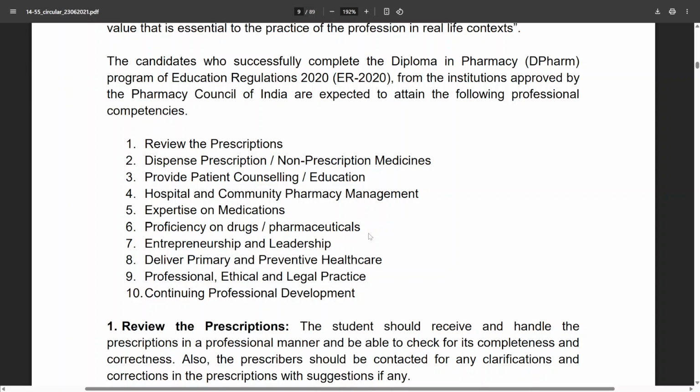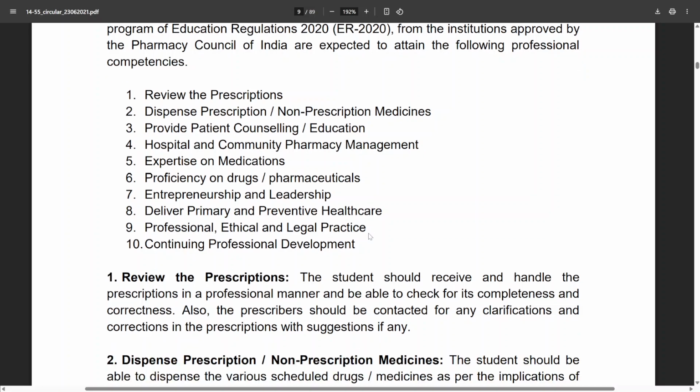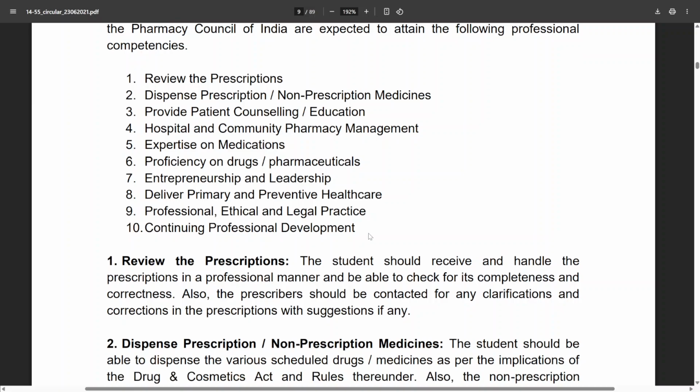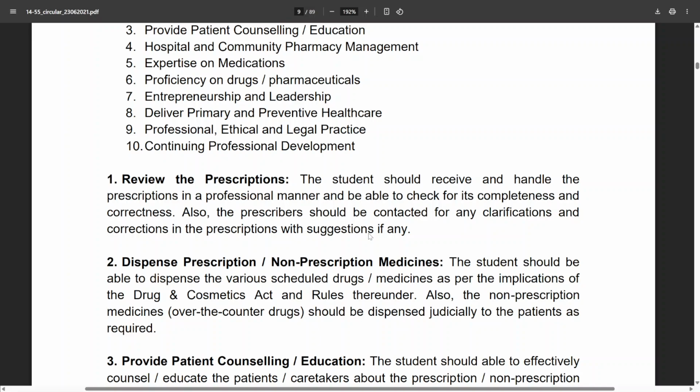So if you have knowledge, what would you do with that knowledge? You'll have to serve the humanity, definitely. Professional, ethical and legal practice. You must follow the laws. And your practice must be ethical for the humanity, for the benefit of the society. Continuing professional development. You have to support the professional development, right? Because you are the leader. You are the role model of the pharmacy. Now let's take a look one by one.